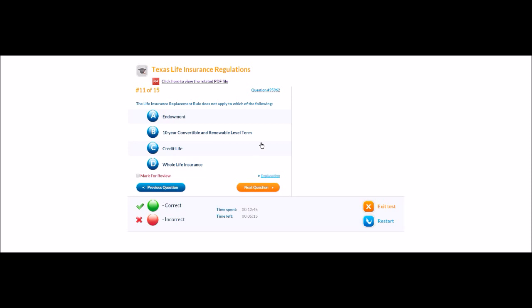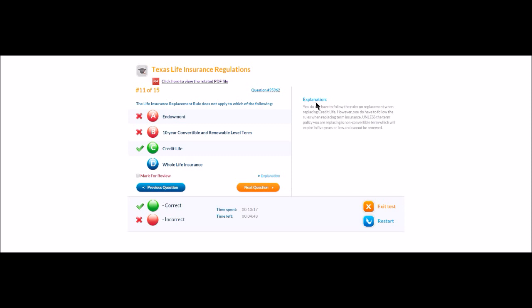Next. 11. The life insurance replacement rule does not apply to which of the following? Endowment, 10 years convertible renewable term, credit life, whole life insurance. Okay, endowment, no. Credit life. Okay. So, the correct answer is credit life.